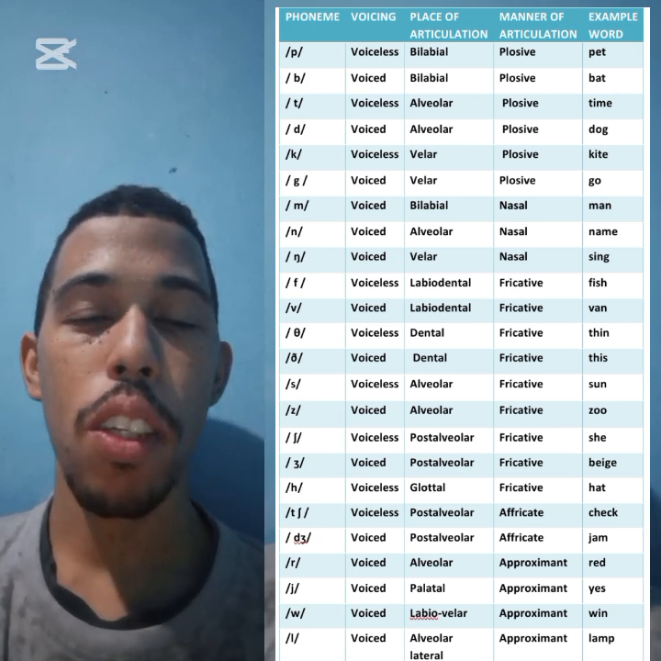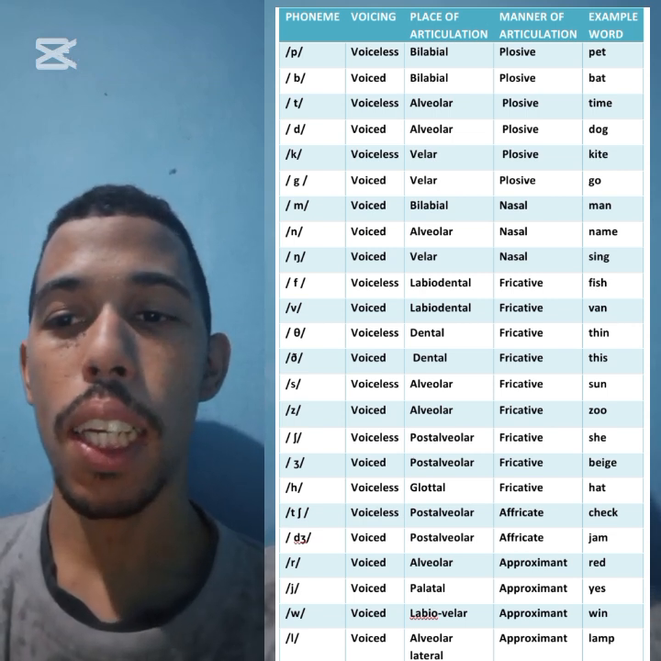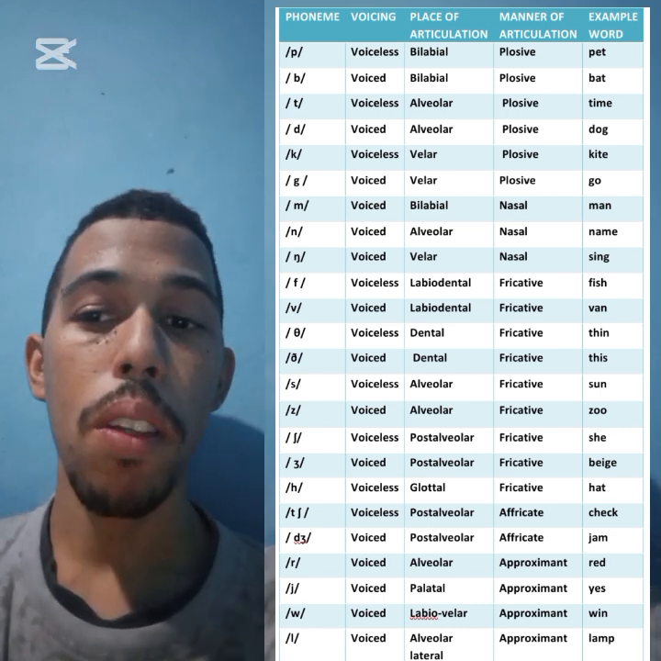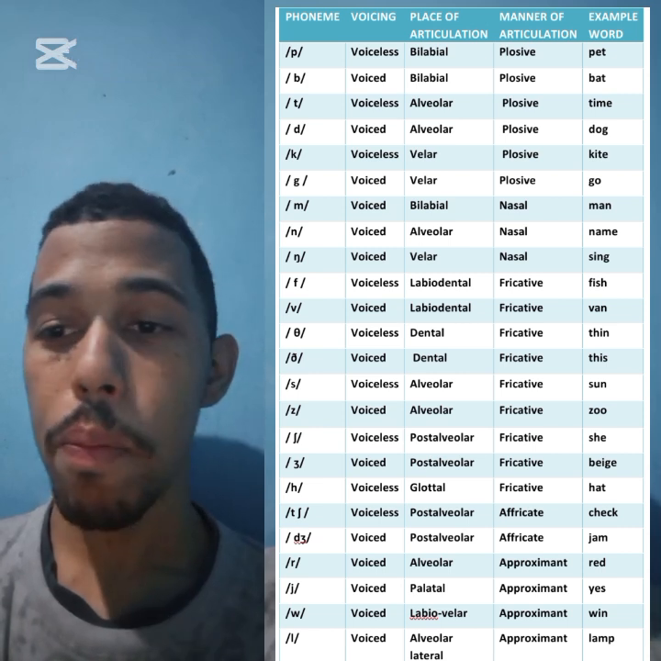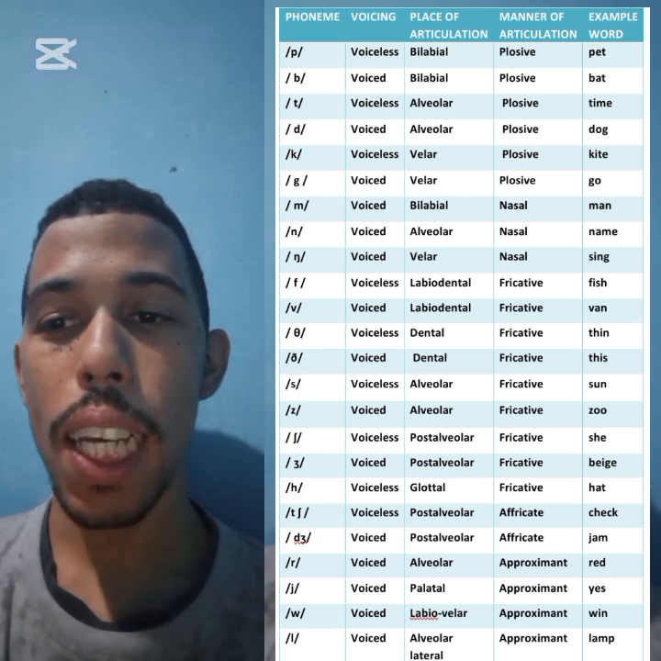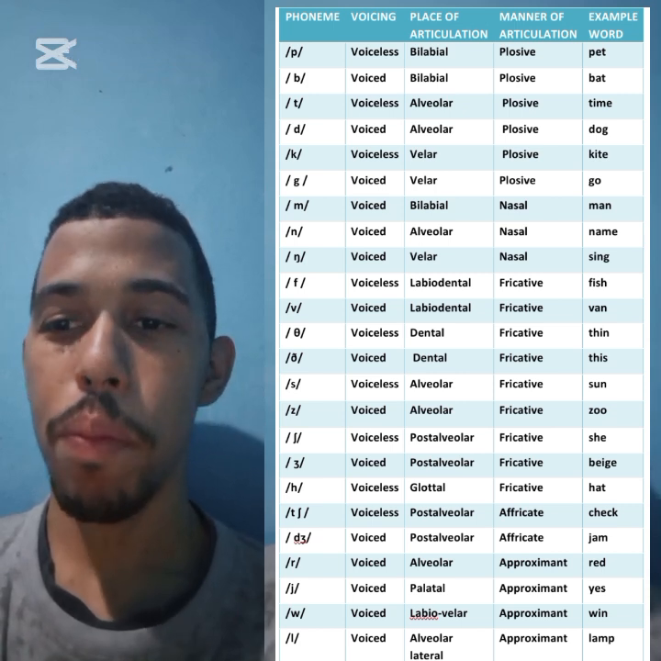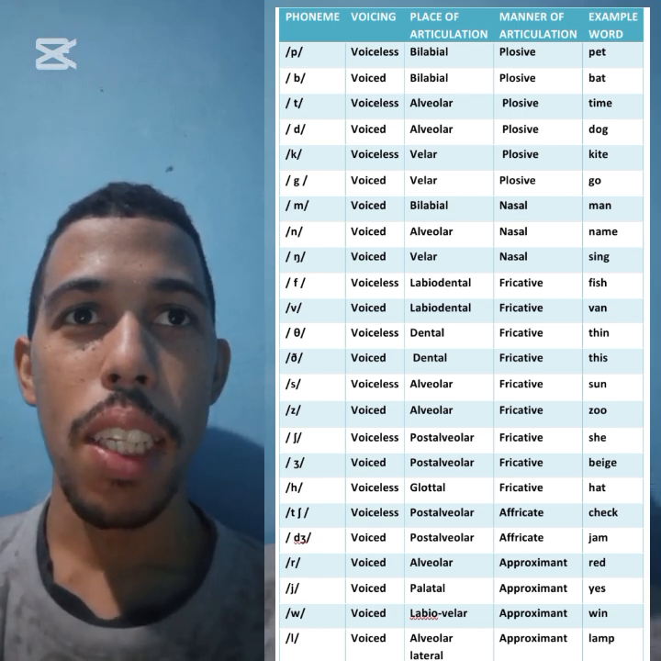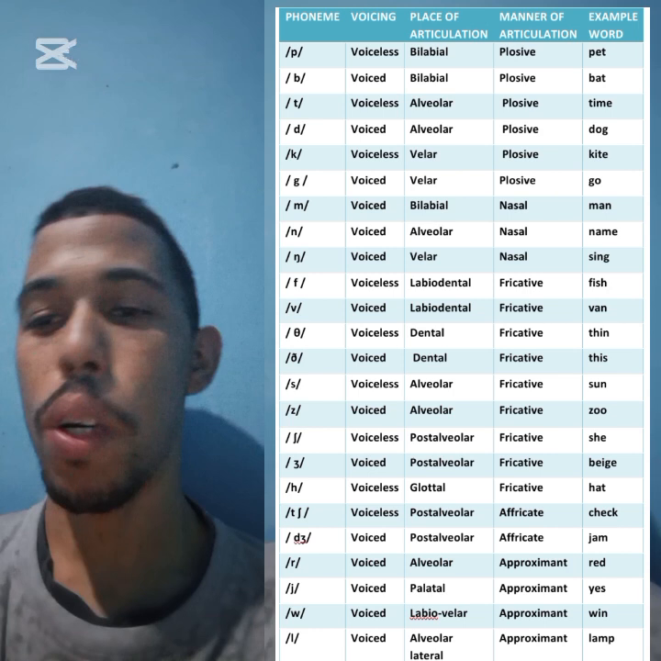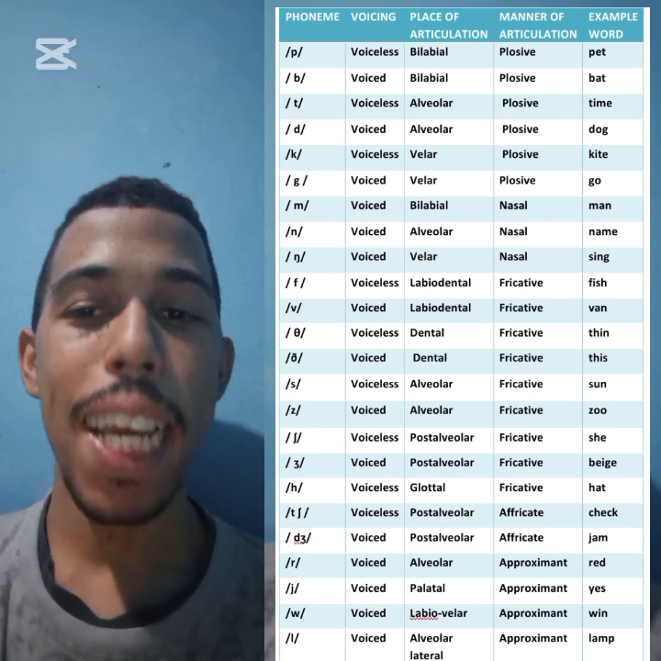And then we have the nasals, just three of them. We have m, n, and ng. All of them are voiced. Some of them are bilabial, like I have explained, and one of them is alveolar. Alveolar means that the tongue comes into contact with the alveolar ridge. So that's why it is called alveolar. And all these sounds are nasal.